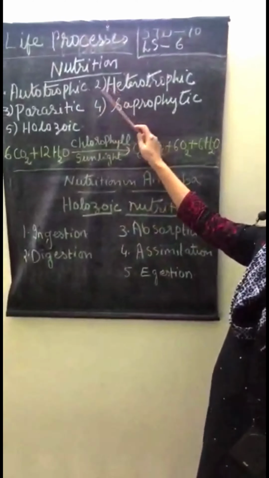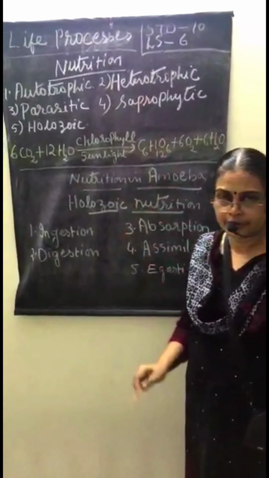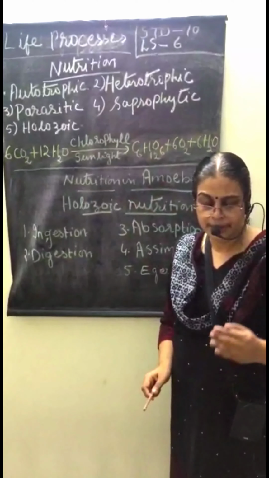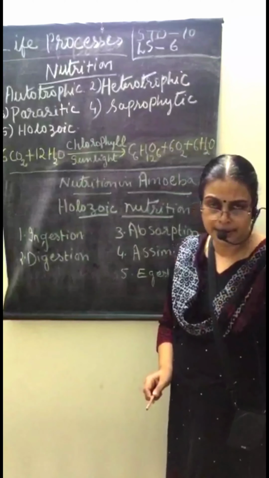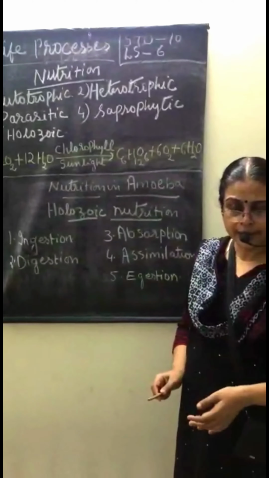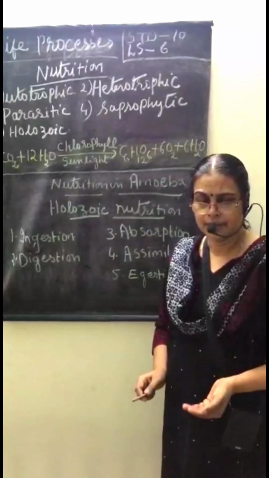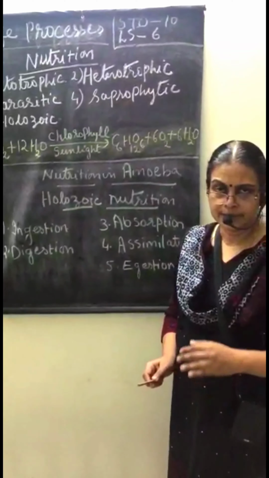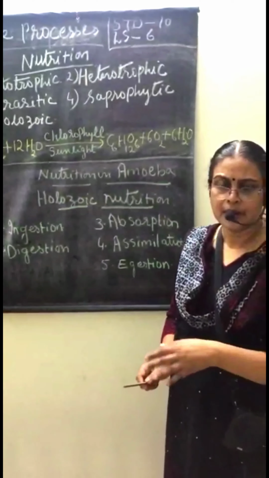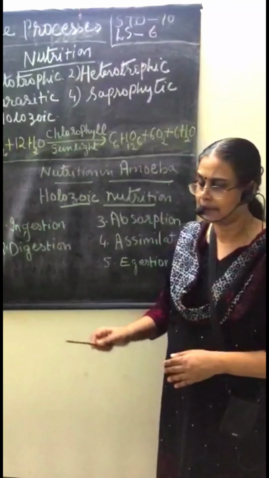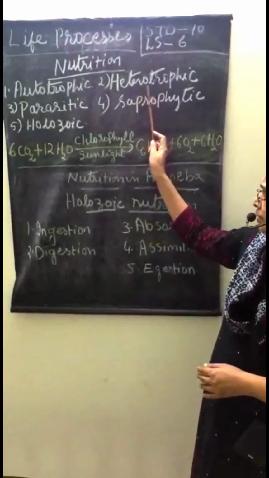Now the next nutrition, heterotrophic nutrition. What is meant by heterotrophic nutrition? Some organisms depend upon other organisms for food, and that is called heterotrophic nutrition. For example, all animals, whether herbivores or carnivores, depend upon either plants or other animals, and this is called heterotrophic nutrition.